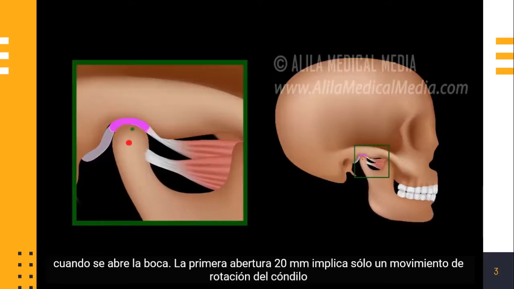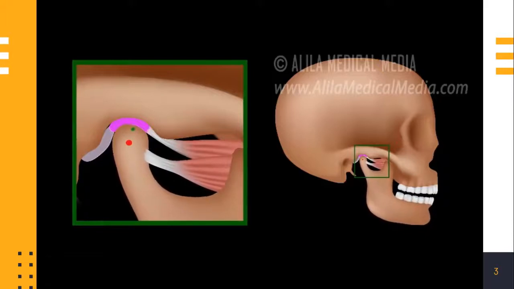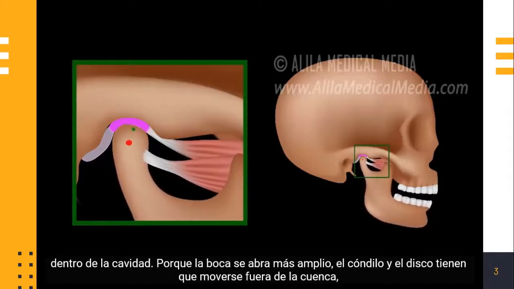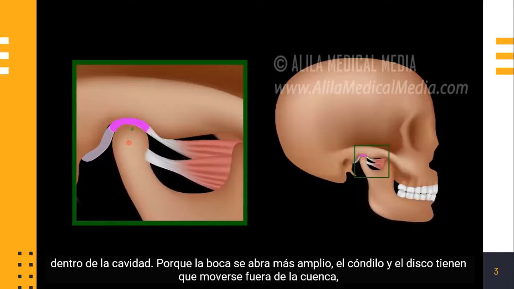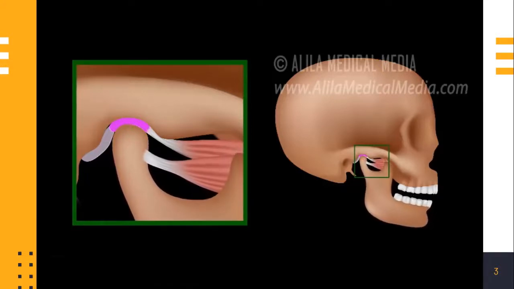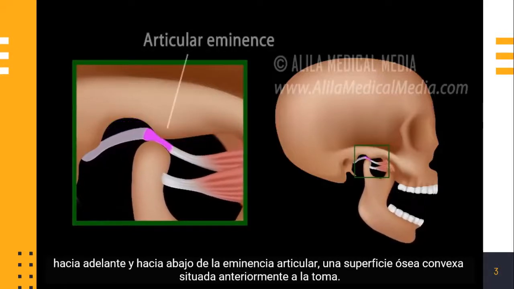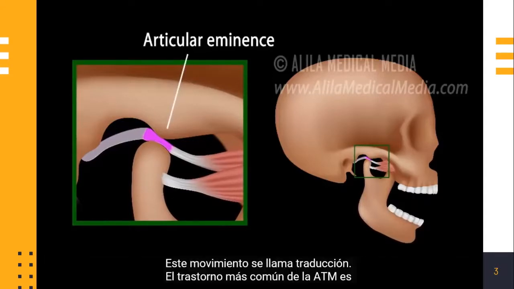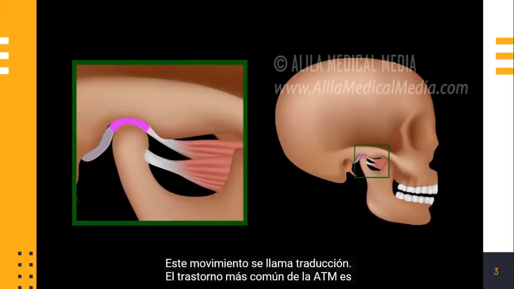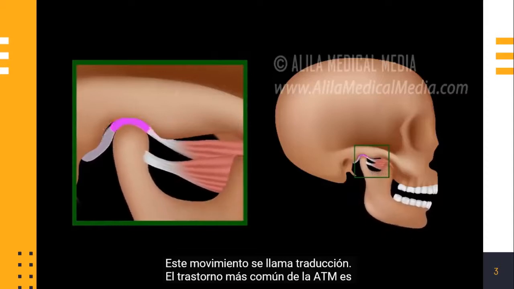The first 20 millimeters of opening involves only a rotational movement of the condyle within the socket. For the mouth to open wider, the condyle and the disc have to move out of the socket, forward and down the articular eminence, a convex bone surface located anteriorly to the socket. This movement is called translation.